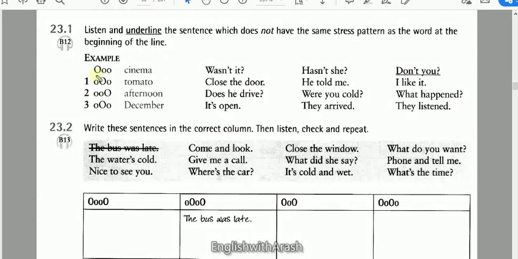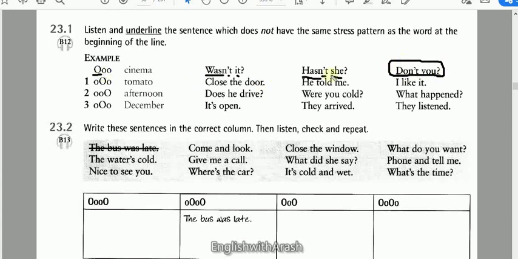Cinema. Yeah, cinema. The first one is stressed, then they're not stressed. Cinema. Wasn't it? Wasn't it? Hasn't she? Hasn't she? Yeah. But this one is not the same. So this is the answer. You have to find the one that does not have the same stress pattern.